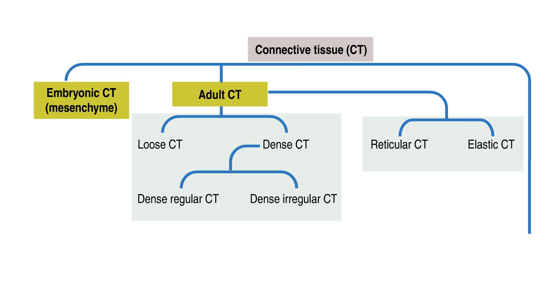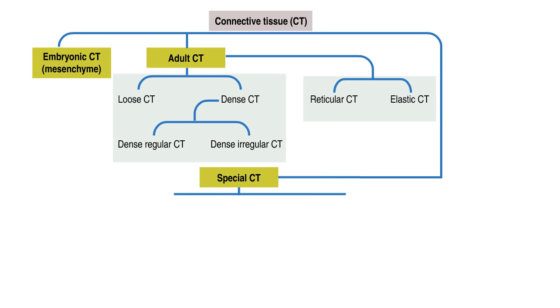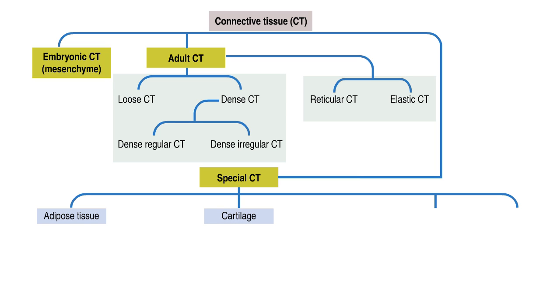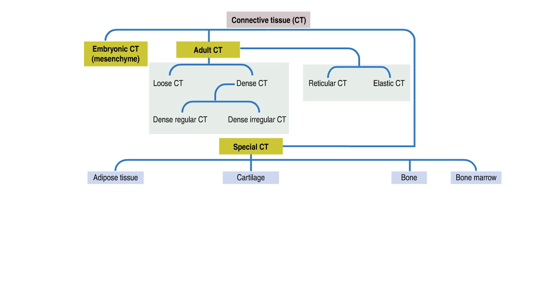There is a separate category of special connective tissues. Special connective tissues include the adipose tissue or fat, cartilage, bone, and bone marrow. We study bone marrow together with blood in Chapter 6. There are two types of adipose tissue, white adipose tissue and brown adipose tissue.